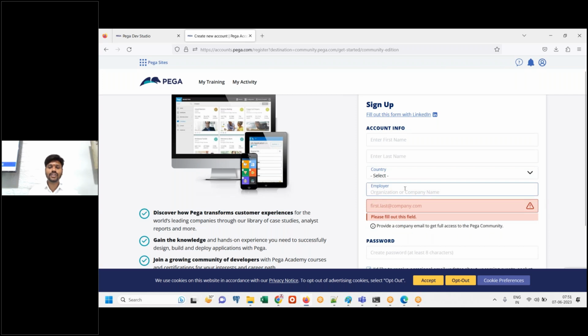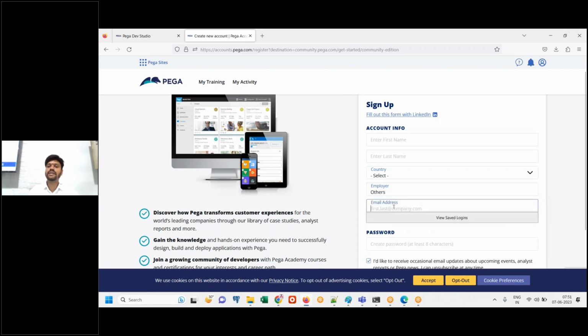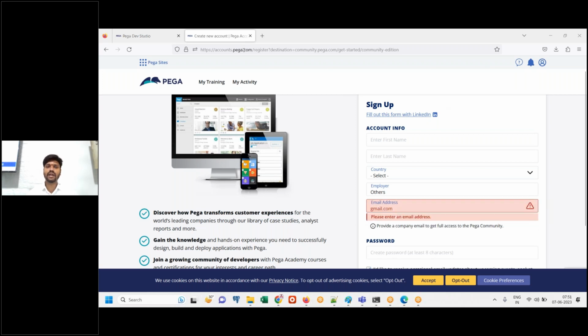Then organization name, others, and here you give a Gmail ID. So now you log in. After login, you may not find it directly. If you go to Google and search Pega Community Edition and click on the link, that link will take you to a page where it will show create your virtual machine. You just need to click on create my virtual machine. Then it will take 5 minutes, and you will get the virtual machine created.